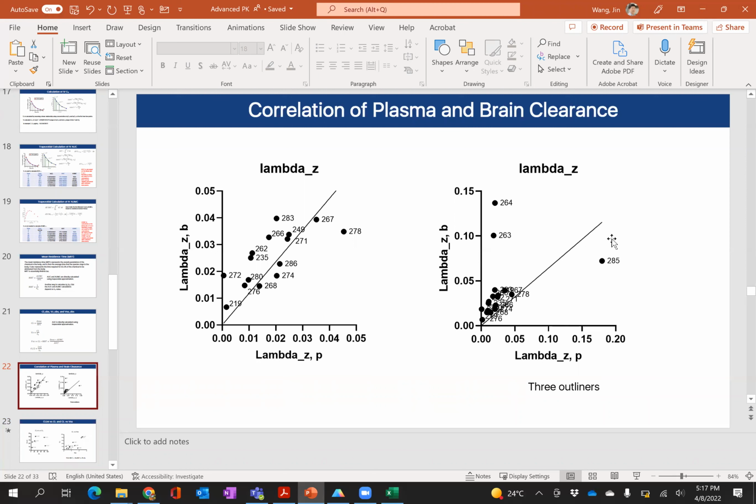This is totally what I got. But there are 3 outliers, 285, 263, 264. If we remove these 3, this is what I have. You can see essentially the brain elimination is correlated to the plasma, which makes sense. Essentially, for compounds which are not PGP substrate, that means once your blood compound is gone, the compound is going to diffuse out from the brain and then get eliminated, right? If you have high concentration in the blood, they will stay in the brain. So I think that part is something good, at least for our EHI compound.